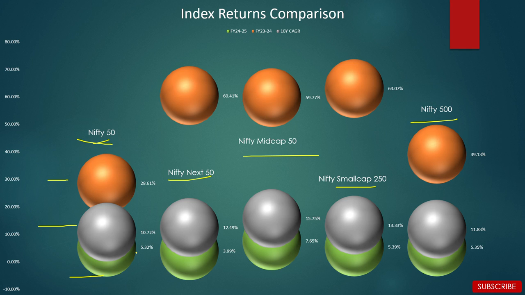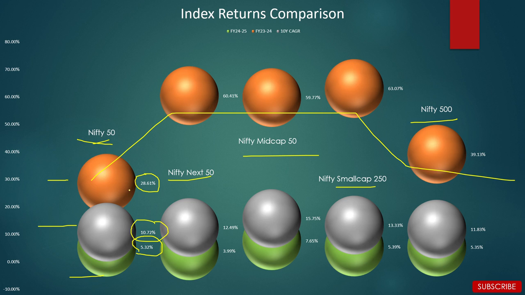So Nifty 50, 5.32% in last financial year. The 10-year average is 10.72, and in the financial year 23-24 it was 28.61. So the first impression by seeing this graph is that there is no competition between the financial year 23-24 and the financial year 24-25. Clearly, 23-24 was on an altogether different level as compared to 24-25.